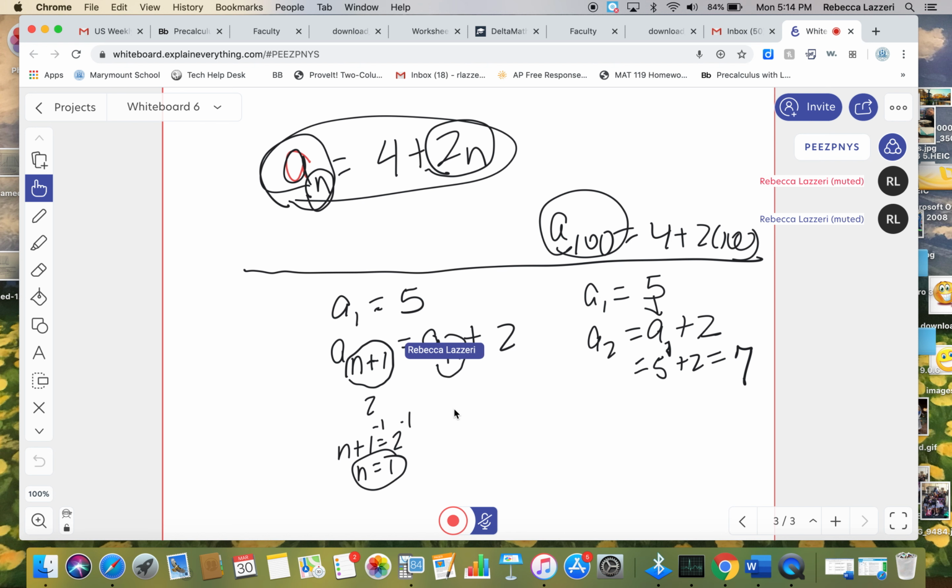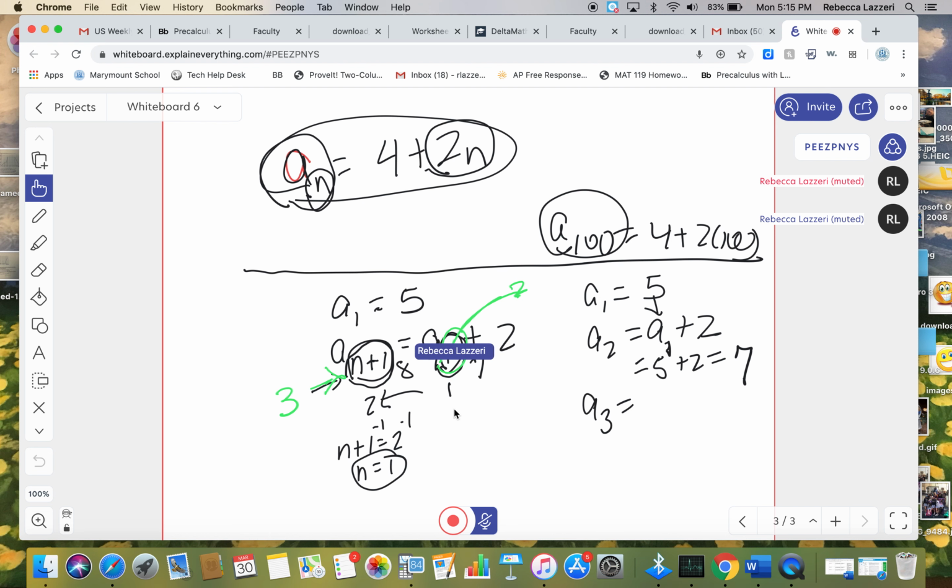All right, so let's review this. If this is n, if this is a 1, then this is a 2. If n is 7, then n plus 1 is an 8. That means you need the 7th term and then the 8th term. Let's find the 3rd term. All right, so if n plus 1 is 3, then that means that n would have to be 2.